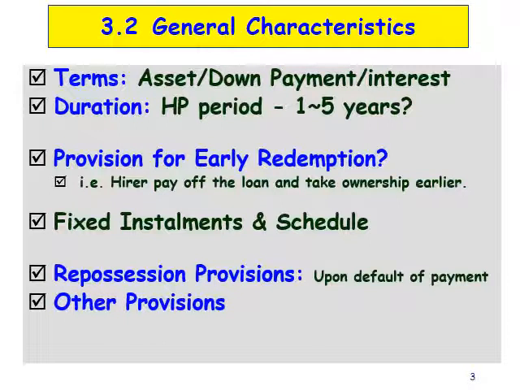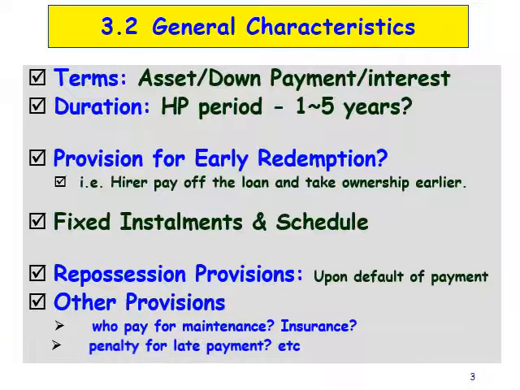And other provisions: who pays for maintenance and the insurance, penalty for late payment, etc.